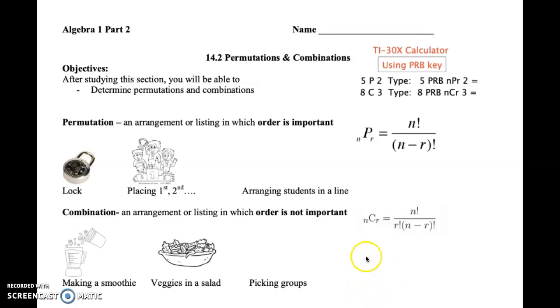Our formula for combination is n, again, the number you have to choose from, then combinations, and then r, how many you're actually selecting. So that is n factorial over r factorial, and then n minus r factorial. Yes, it's a little bit more complicated, but I'll share an easier way to do that afterwards. So we want to identify, hey, is it permutation or combination? Then we can go ahead and figure that out.